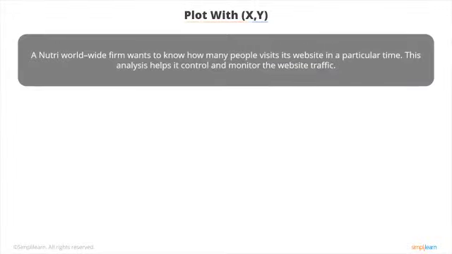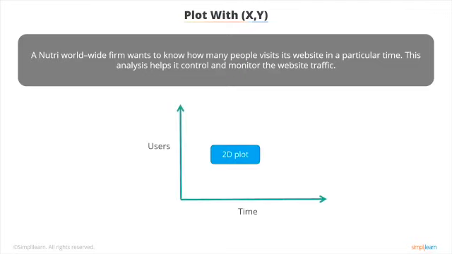Let's now learn how to create a two-dimensional plot. Consider the following example. A Nutri worldwide firm wants to know how many people visit its website at a particular time. This analysis helps it control and monitor the website traffic. This example involves 2 variables, namely users and time. Therefore, this is a two-dimensional or 2D plot.